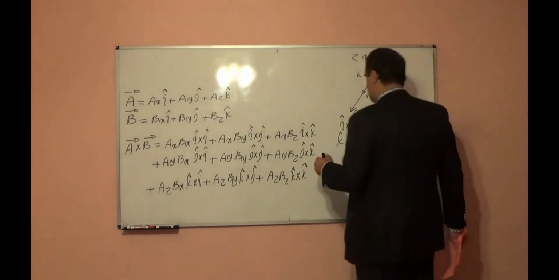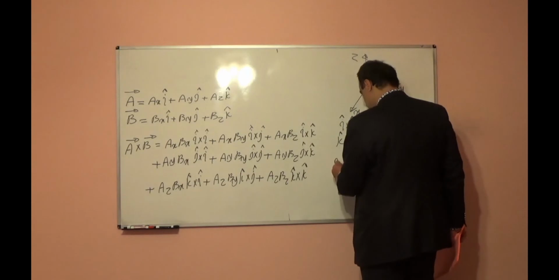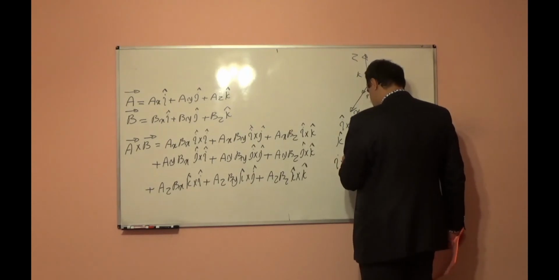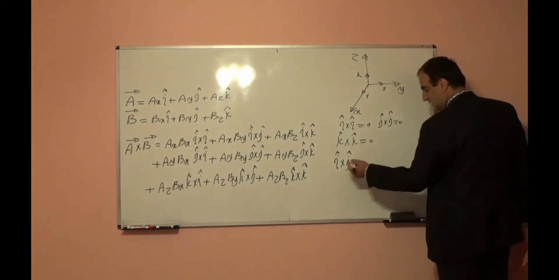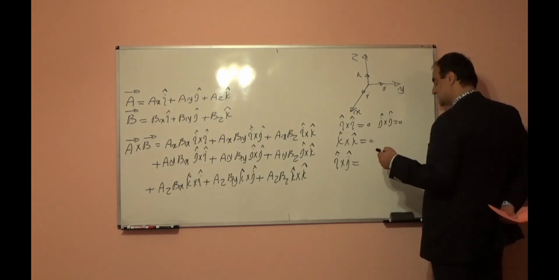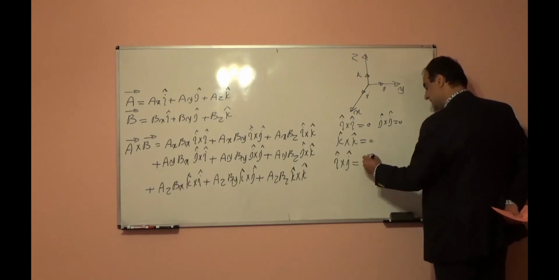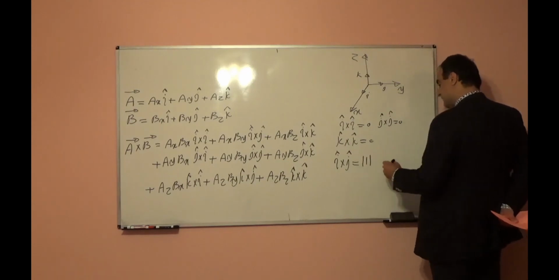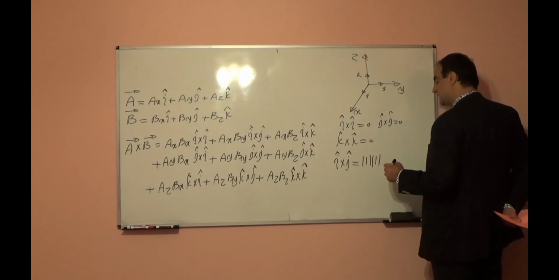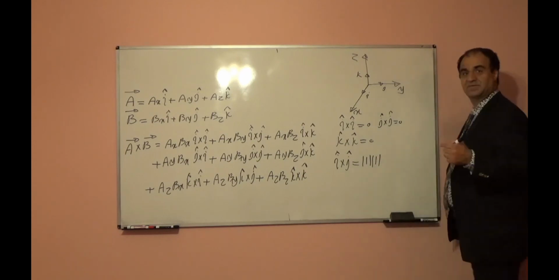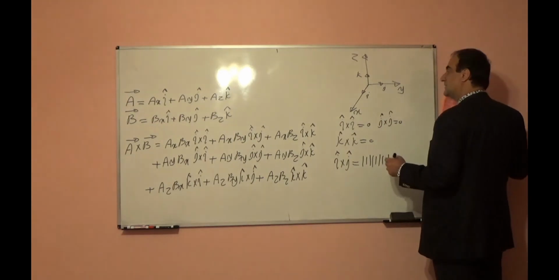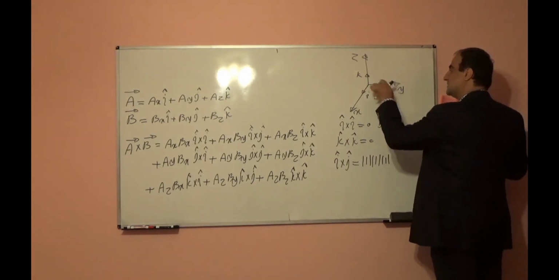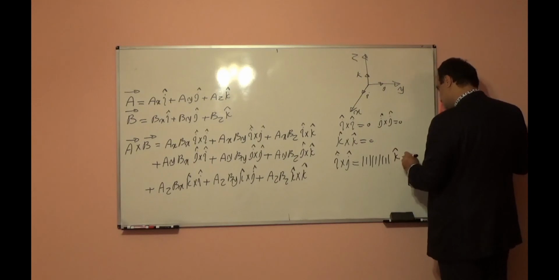But how about i cross j? I'm doing it for one, the others you can find yourself. It will be the magnitude of i, which is 1, times the magnitude of j, which is 1, times sine of the angle between i and j, which is 90 degrees, times the unit vector perpendicular to the ij plane, which will be k. So i cross j will be k.